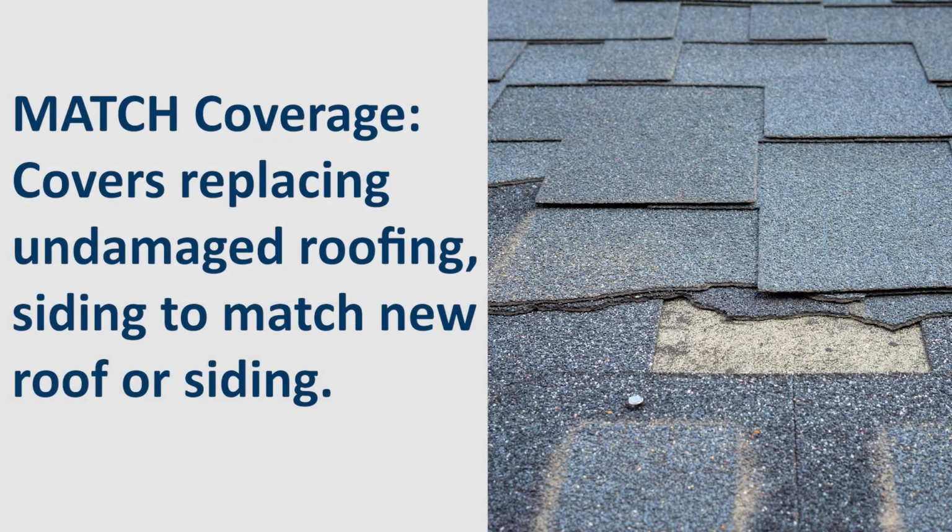When parts of your home are damaged and you're getting a new roof or siding to replace the damaged parts, matching coverage means your policy also covers replacing undamaged roofing so they match the new roofing and siding. A title screen appears with a photo on the right side of a damaged roof and text on the left that reads, "Match coverage."